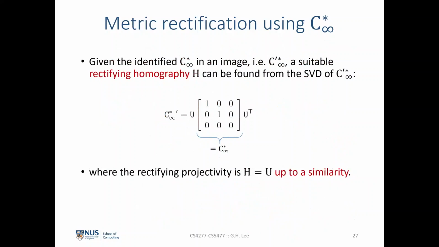Now, after having looked at the definition of C infinity star and how it remains invariant under similarity transform, as well as how to express it using projective transformation, let's now look at how to do metric rectification using C infinity star. Given the identified C infinity star in an image, denoted by C star infinity prime, this is the C infinity star that has undergone some form of projective transformation, as defined in the expression in the previous slide.